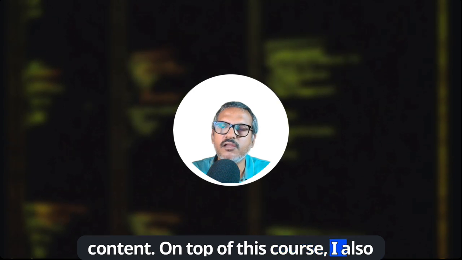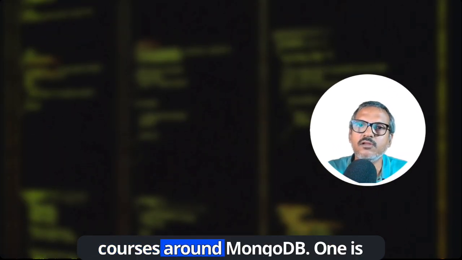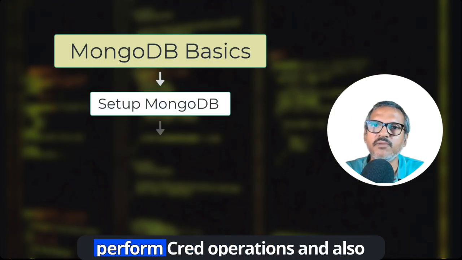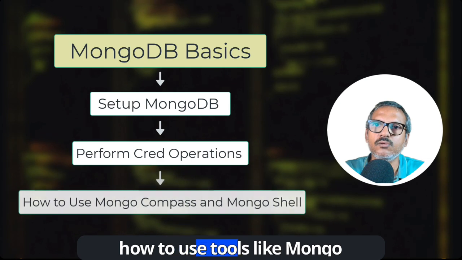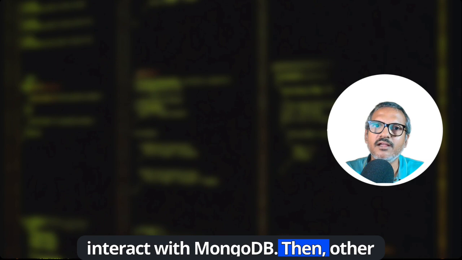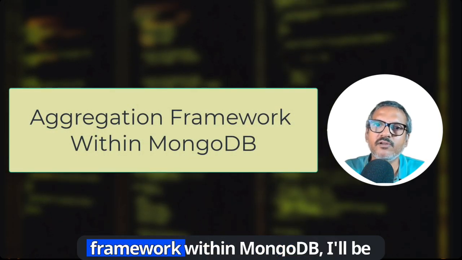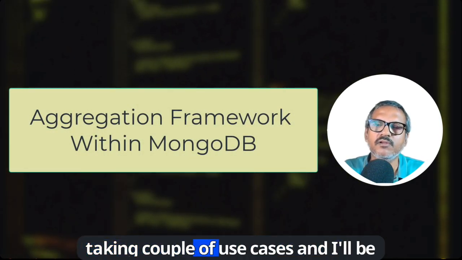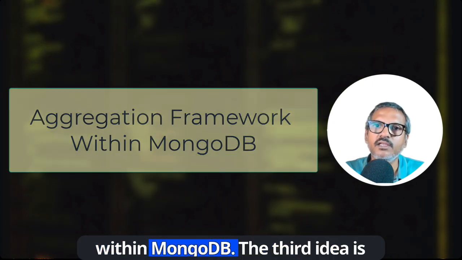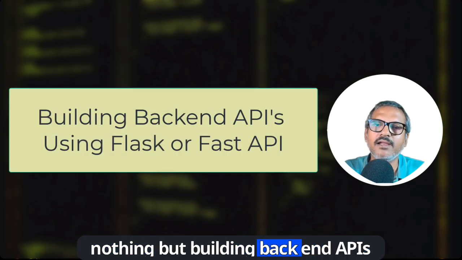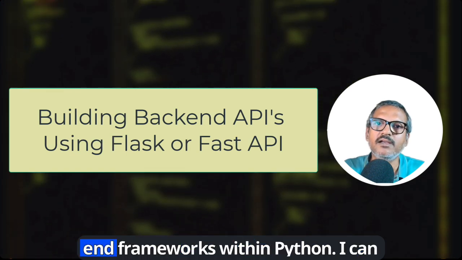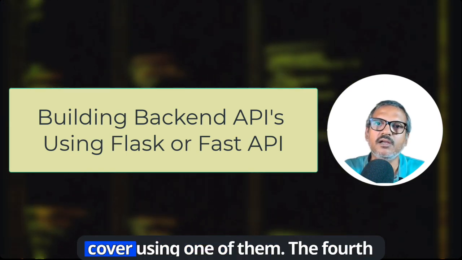On top of this course, I also wanted to come up with additional courses around MongoDB. One is MongoDB Basics, where I talk about how to set up MongoDB, then perform CRUD operations, and also how to use tools like Mongo Compass, Mongo Shell, etc. to interact with MongoDB. Then the other idea is about the aggregation framework within MongoDB. I'll be taking a couple of use cases and walking you through the details with respect to the aggregation framework within MongoDB. The third idea is nothing but building backend APIs using either Flask or FastAPI. Flask and FastAPI are nothing but backend frameworks within Python. I can cover one of them.